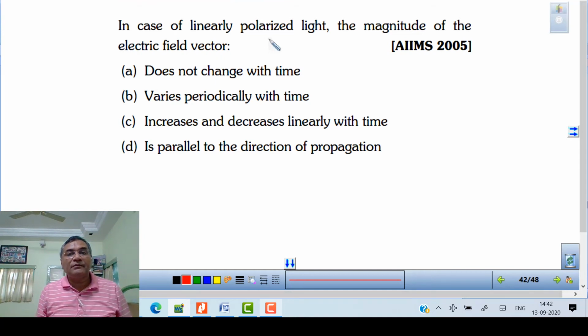In case of linearly polarized light, the magnitude of the electric field vector does not change with time, varies periodically with time, increases and decreases linearly with time, or is parallel to the direction of propagation. No, this is not correct. It does not change, will change. It varies periodically. It obeys a sine or cosine function.